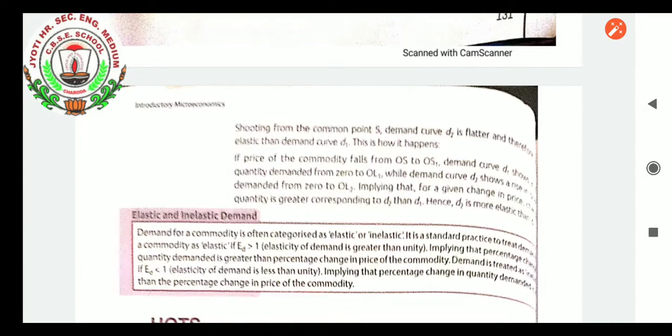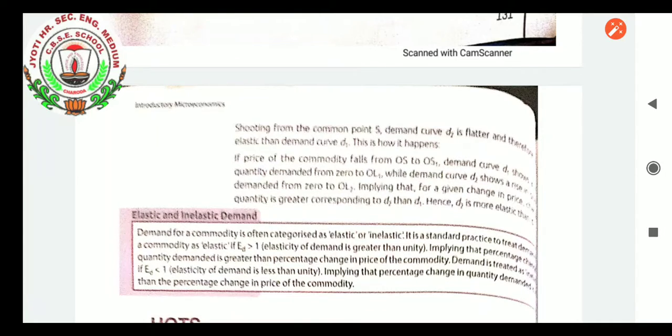If the price of the commodity falls from OS to OS1, demand curve D1 shows quantity demanded rising from 0 to OL1, while demand curve D2 shows a rise in the quantity demanded from 0 to OL2, implying that for a given change in price, the quantity change is greater corresponding to D2 than D1. Hence, D2 is more elastic than D1.